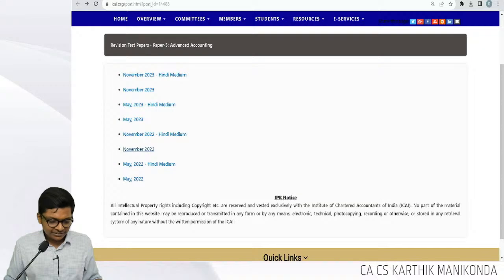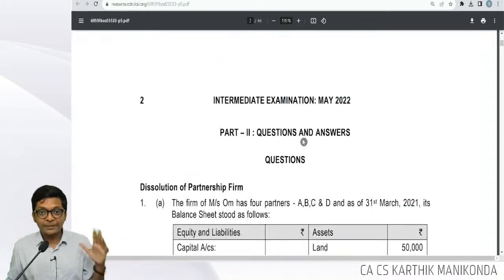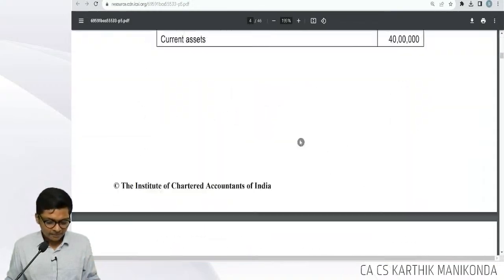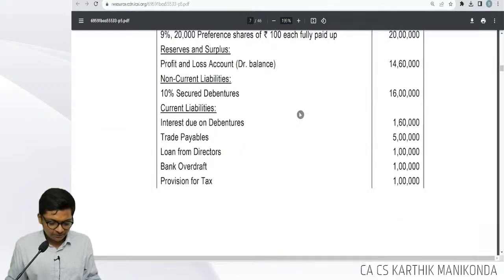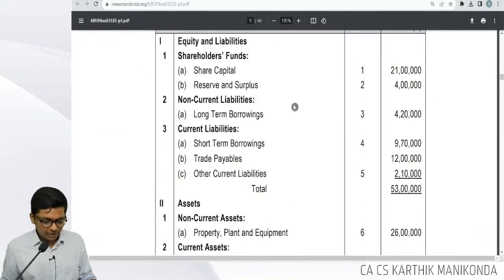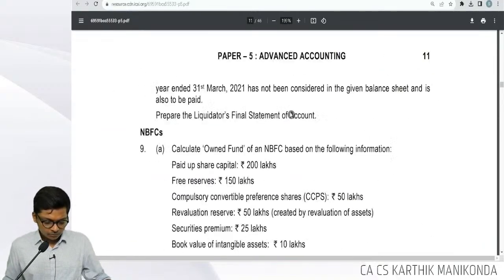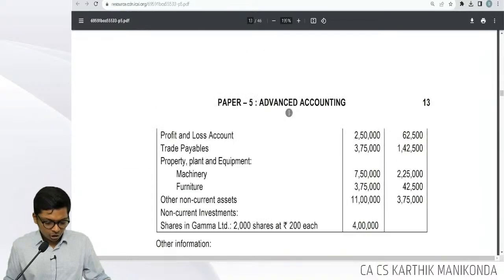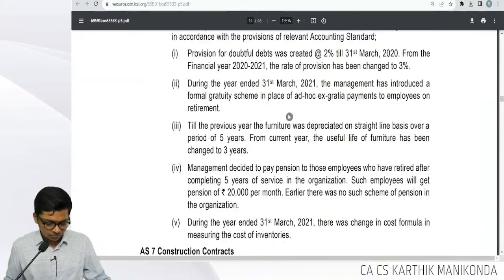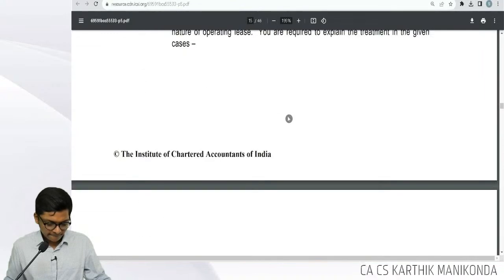Let's see if we can find something in the last RTP available here. I'm trying to do all RTP questions for deferred tax so that at least a few sums are done. Study material you will anyway be knowing. I just hope the tax holiday question is there here. Let's take that, guys.